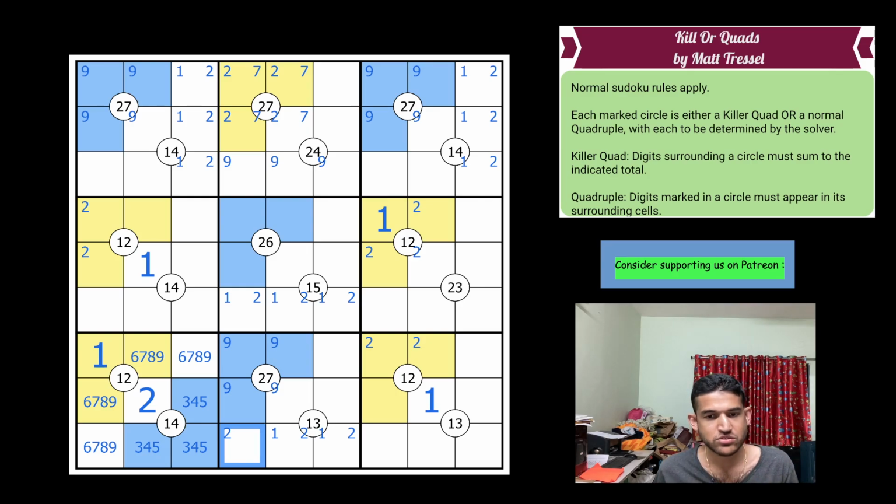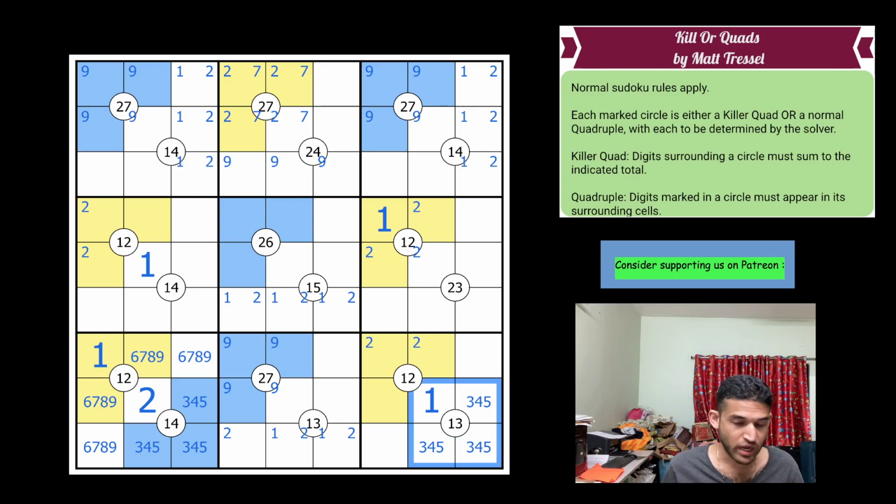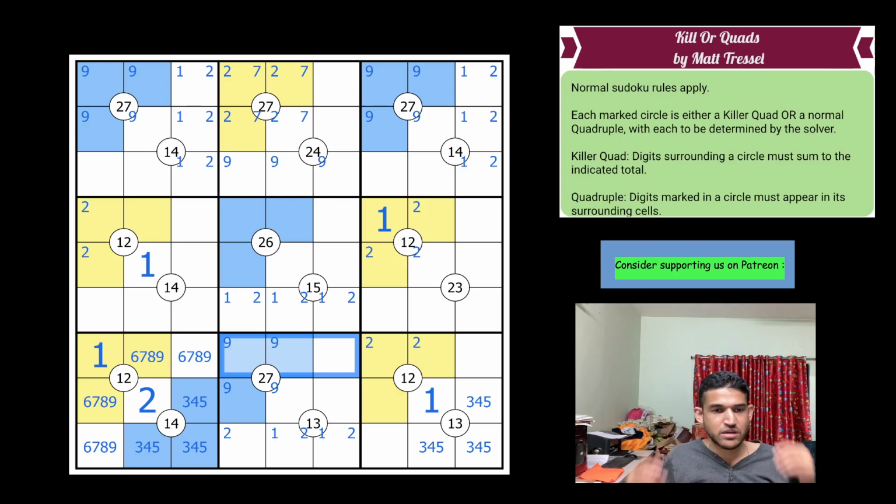Okay. So consider this clue now. Can this be a killer quad clue? If it's a killer quad clue, this instantly becomes 3, 4, 5, right? The minimum sum. So that these 4 cells as a whole add up to 13. But the moment you do this, you have a 3, 4, 5 here, you have a 3, 4, 5 here. So 3, 4, 5 is forced into this area in row 7. But then the 27 clue will be violated. We have shaded this blue, and so we know that this is a killer quad.